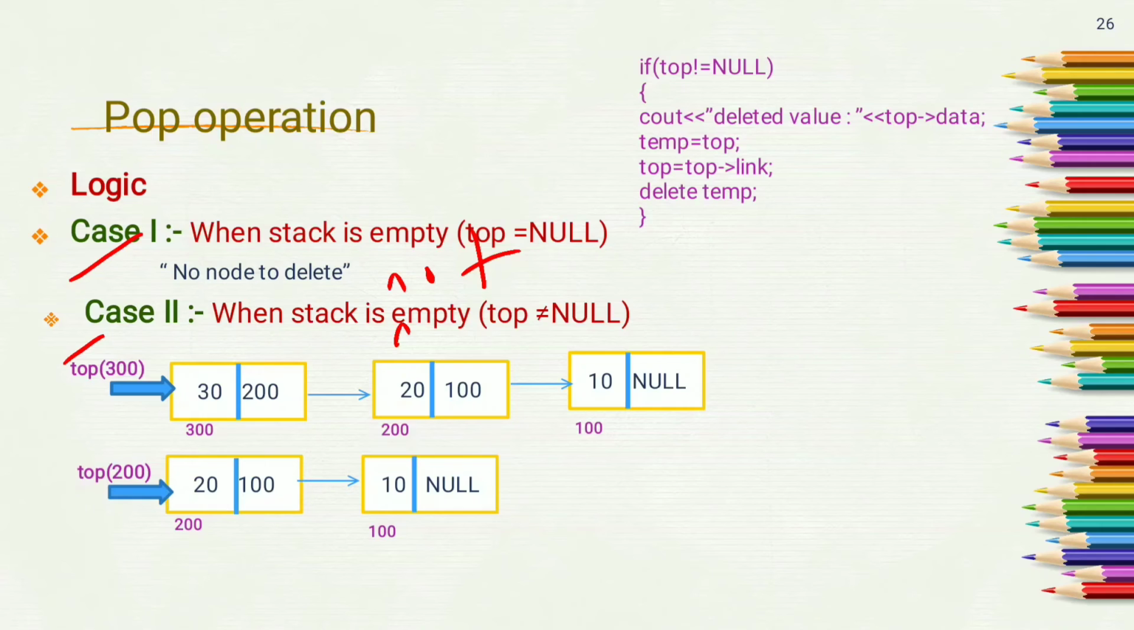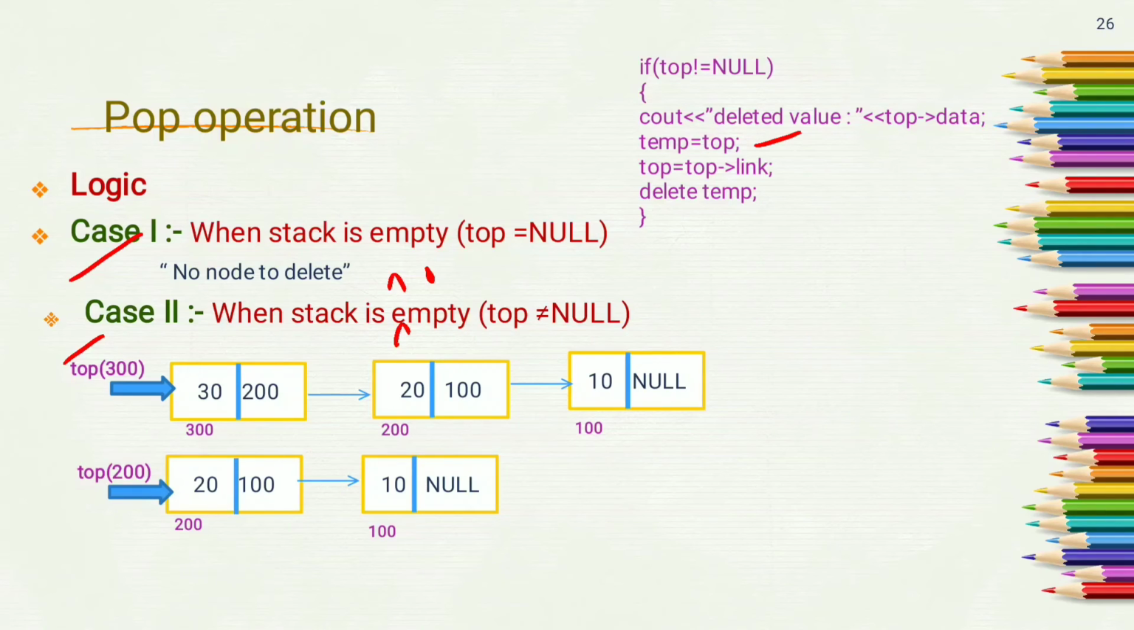So first we check if the value of top is not equals to null, that means stack is not empty, then we have to print the deleted value is top data. We print the deleted value, that means 30 in C++ by using cout, and as I want to delete this node, I have to store the address of this node into temporary node by writing temp equals to top, as top contains the address of this node. So I have to write temp equals to top.